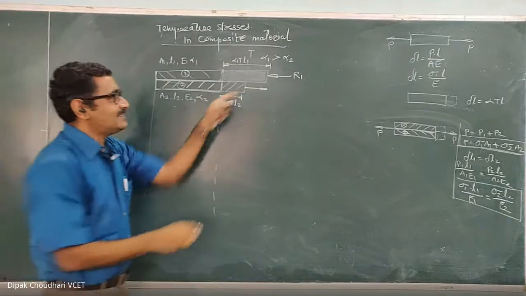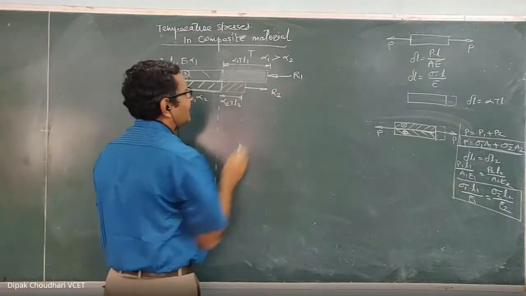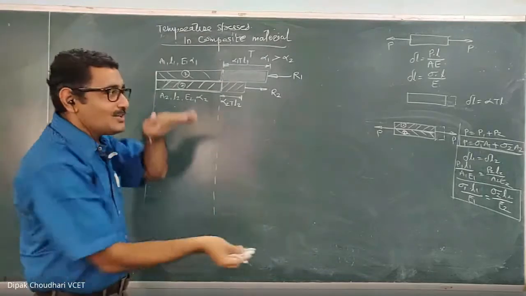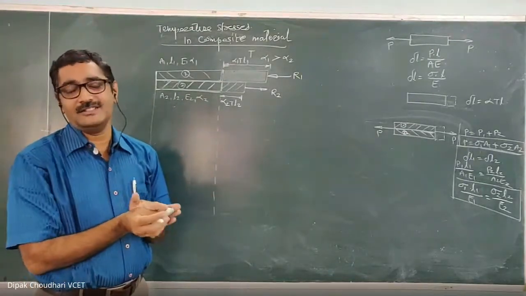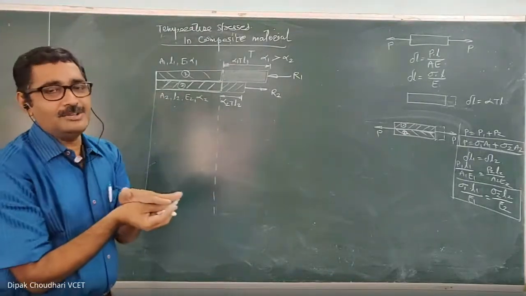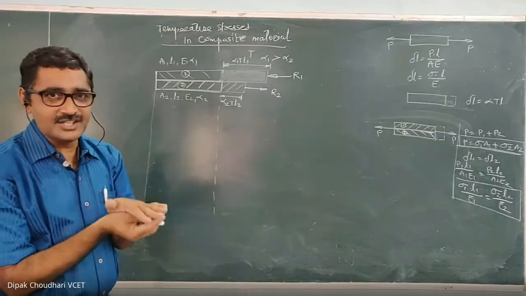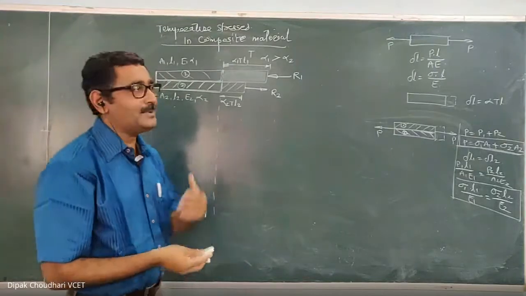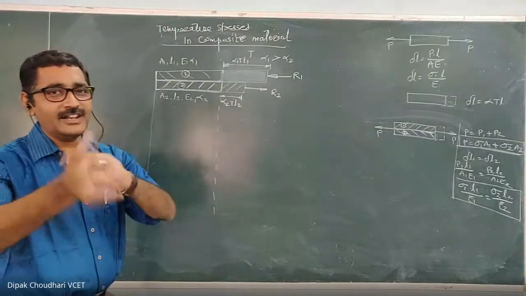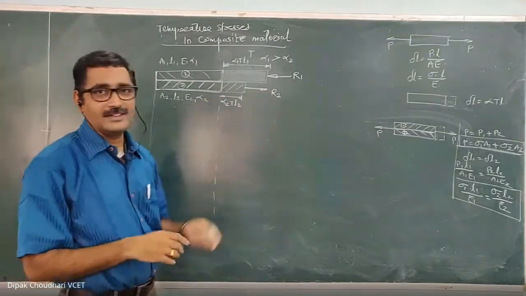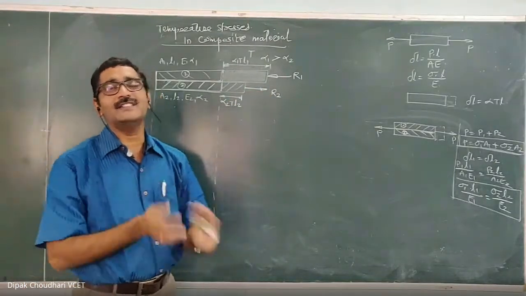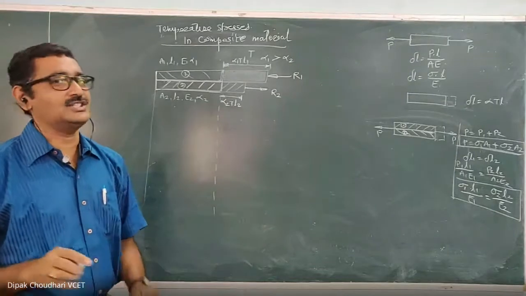Okay, this is the reactive force exerted by material 1 on material 2 because they are rigidly connected. The connection between these two materials is rigid, so they are not free to elongate. But when there is a change in temperature, these two materials exert reactive forces on each other. Therefore, R1 and R2 are the reactive forces exerted by these two materials on each other.